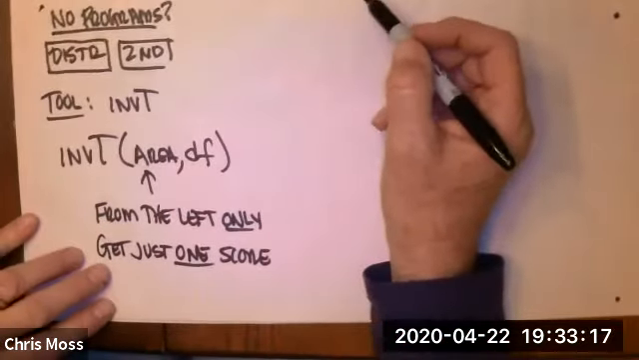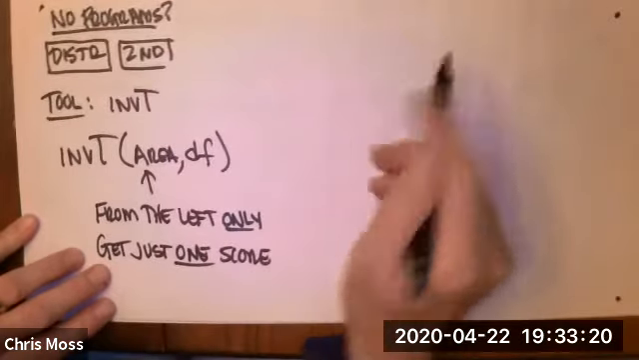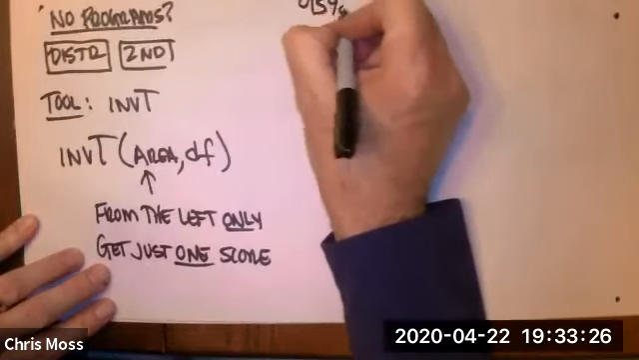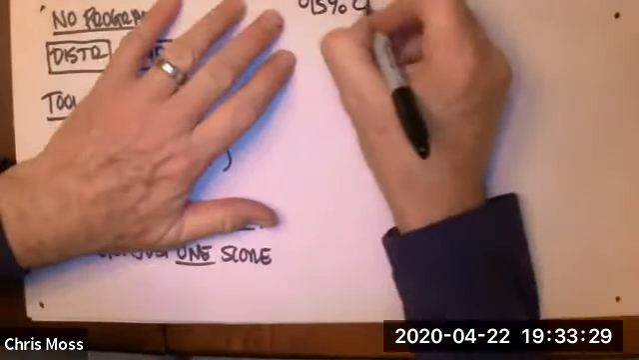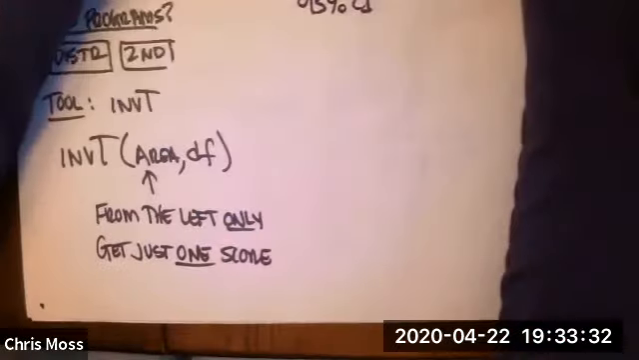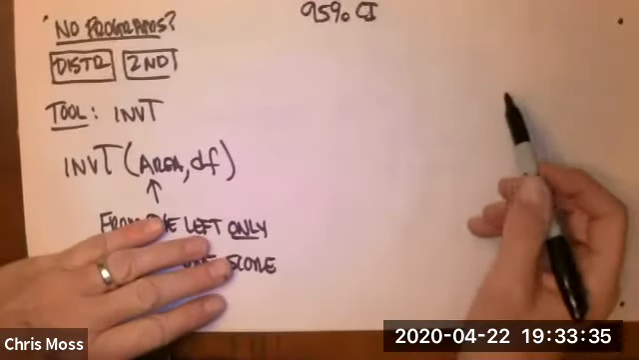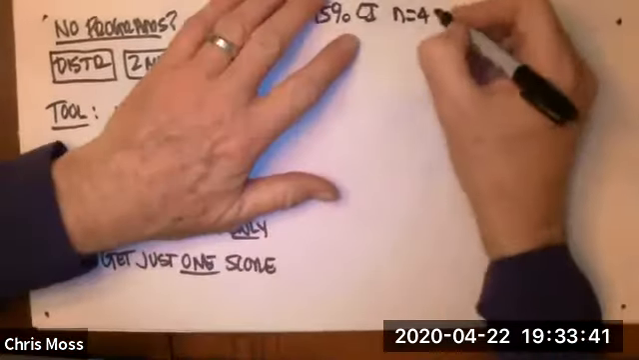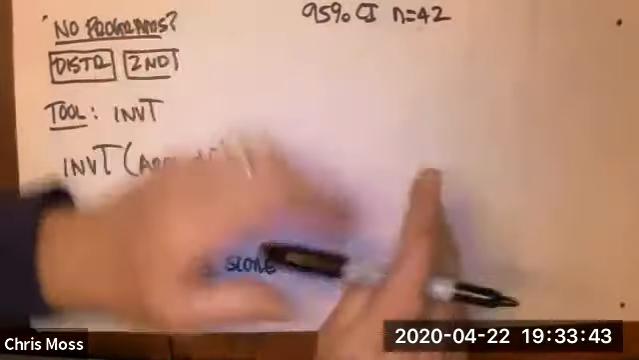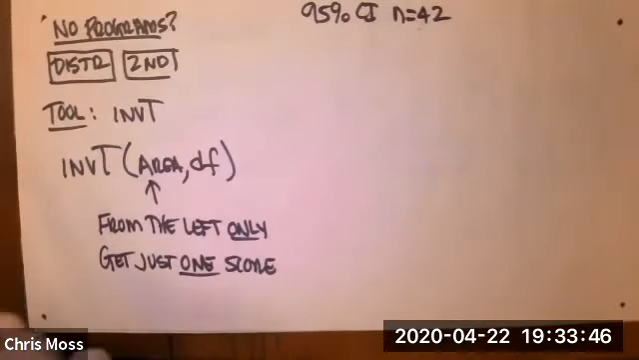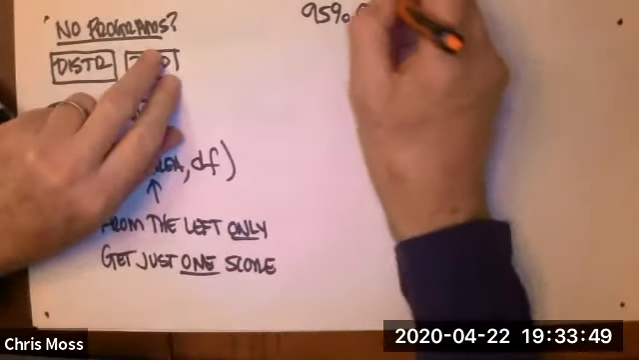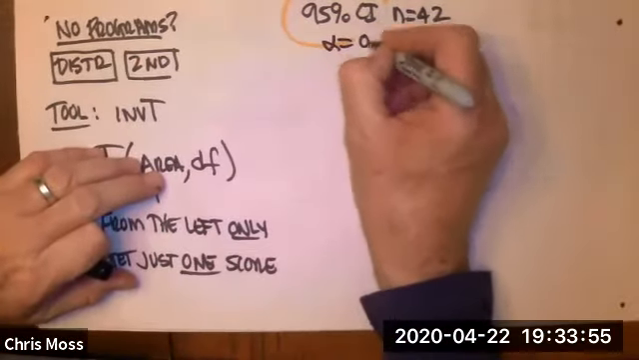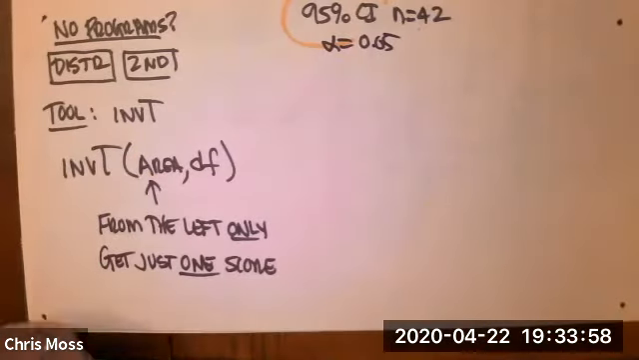So I'm going to use now my new distribution tool, and I'll show you where it is in just a moment. We are going to find the critical values for the 95% confidence interval. That 95% confidence interval will have a sample size of 42. Because I'm working with the 95% level of confidence, I already know my alpha is 0.05.